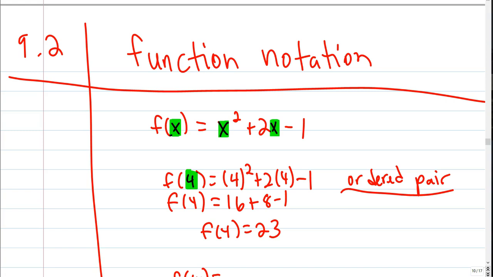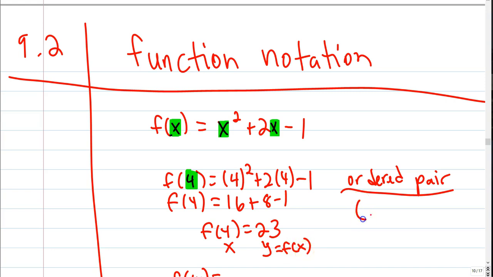So what does function notation do for us? First of all, we don't solve for this f. This does not mean f times 4, okay? It means f of 4 is 23. What is the x value we plugged in? I don't have to go back and figure that out. I carried it with me the whole time. What is the y value? What's the result? That is the 23. So the 23 is the function of the 4 of x, okay?